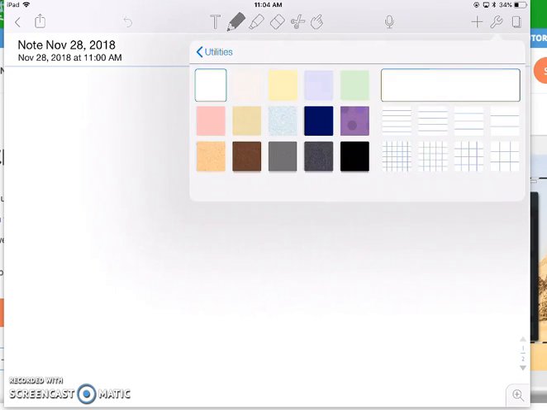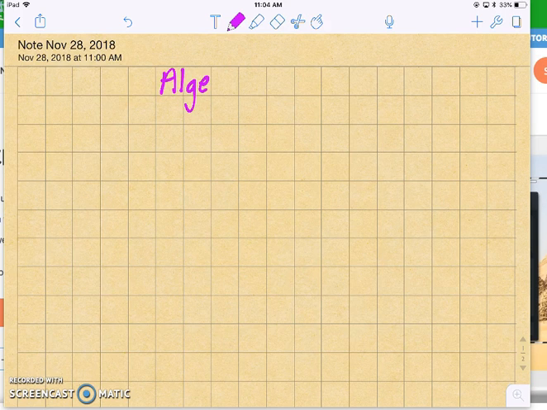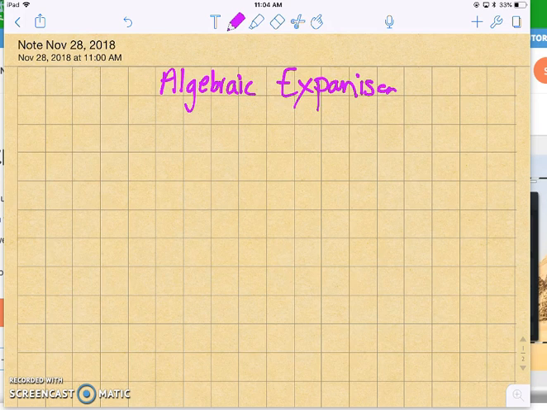Today we're going to take a look at algebraic expansion. It's fairly similar to something you guys have done in the past. We're just going to be dealing with exponents. So the old stuff that you guys know how to do.